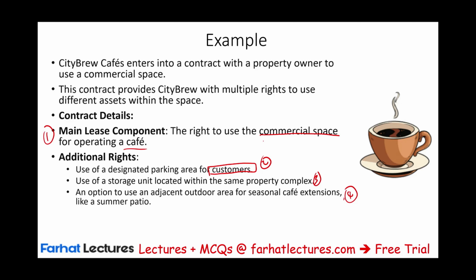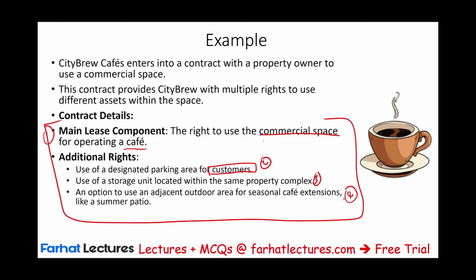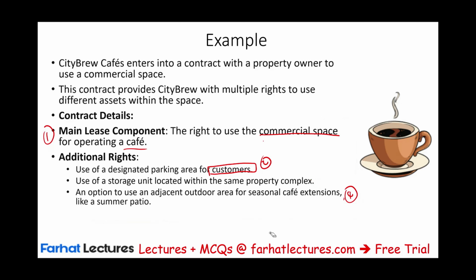The main asset is the commercial space. Then we can say the parking by itself is a separate lease component. The use of the storage unit located within the same property, and the outdoor area for the seasonal cafe extension. And we can make the argument that all of this is 1 contract. This is 1 lease. Or we can say the following. Again, you've got to use your imagination. And the reason why we do this is because you have to examine the contract.